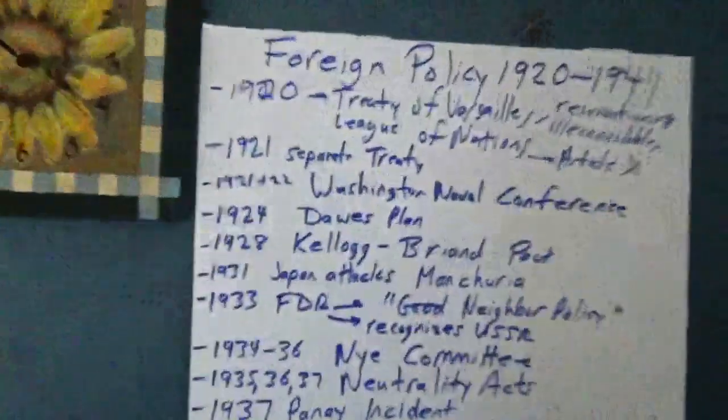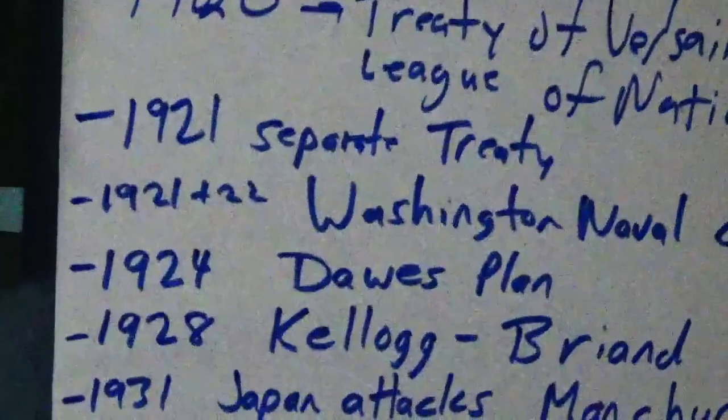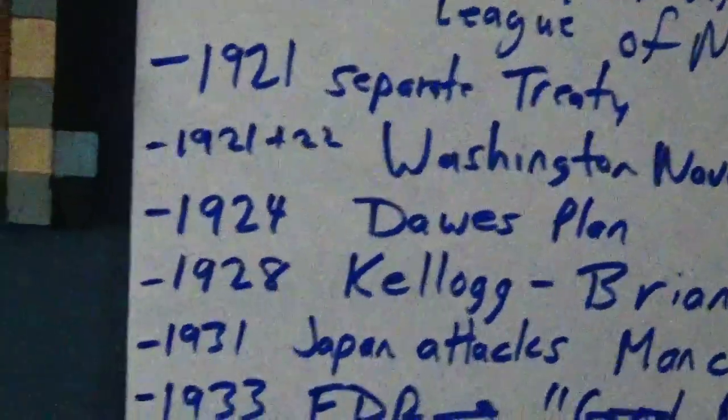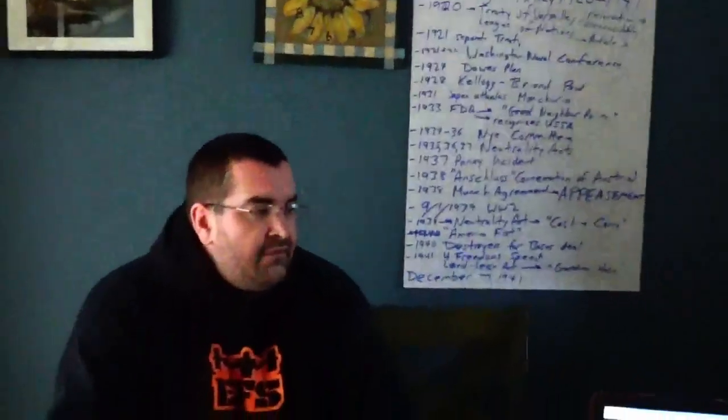Now, in 1921, the U.S. did negotiate and sign a separate peace treaty with Germany. The war was over on our end, but we never joined the League of Nations.